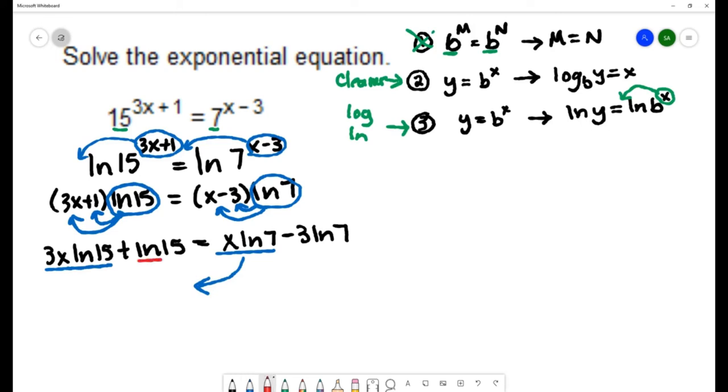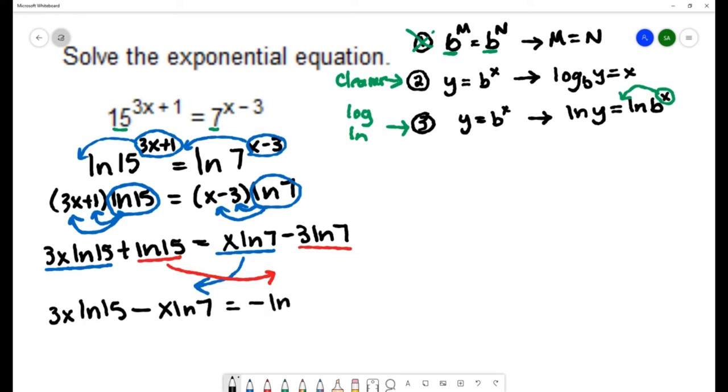Then I also notice that I have two terms without variables. We call those constants. And I want to collect those terms together onto the other side of the equation. So I want to move this natural log of 15 to the right-hand side. So rearranging the terms in that way, I would have 3x natural log of 15 minus x natural log of 7, and that equals a negative natural log of 15 minus 3 natural log of 7.